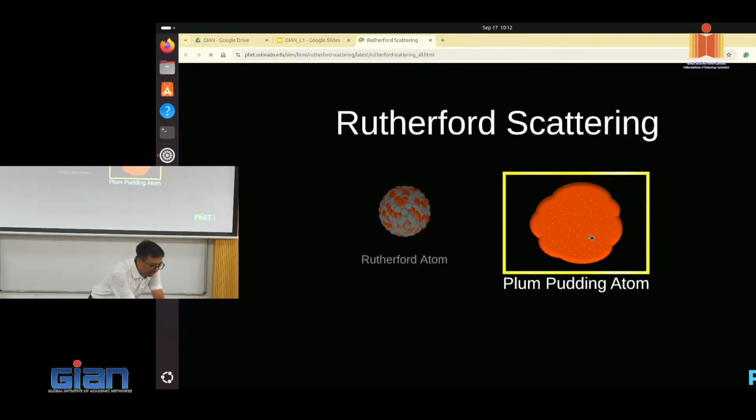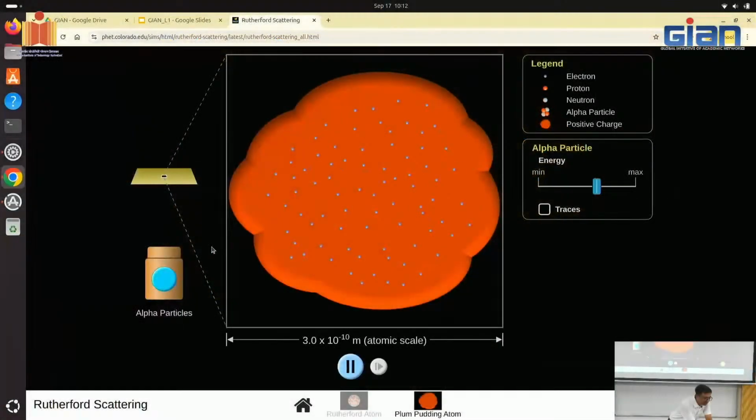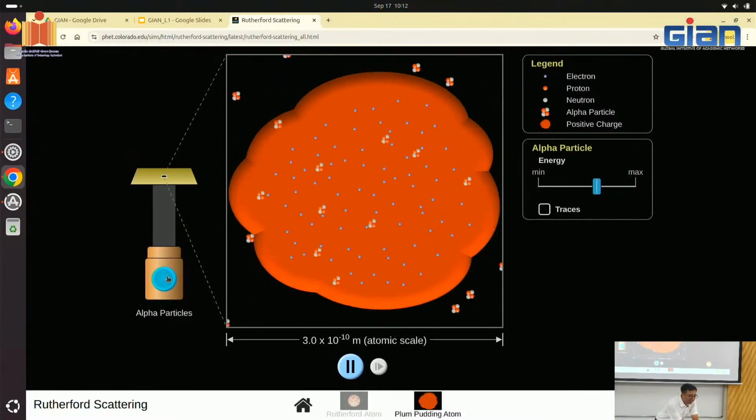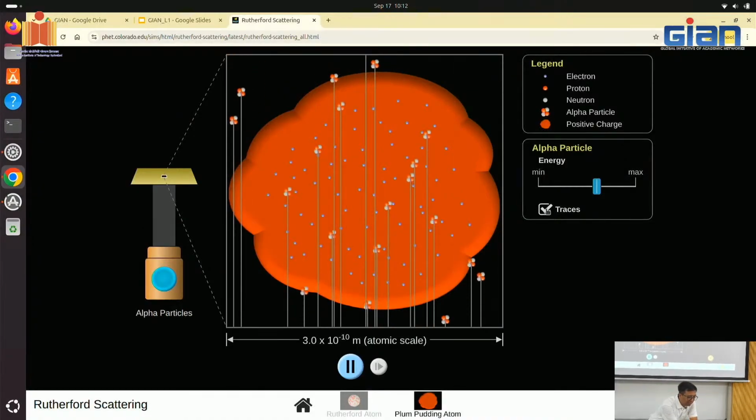So if we think of a plum pudding model, you can see here the red part is mostly positively charged from Thomson's model, and if you try to shoot the alpha particle, it is mostly passing, right? Not much. If I track, it's mostly undeflected.